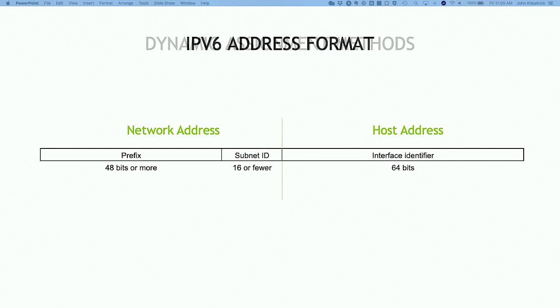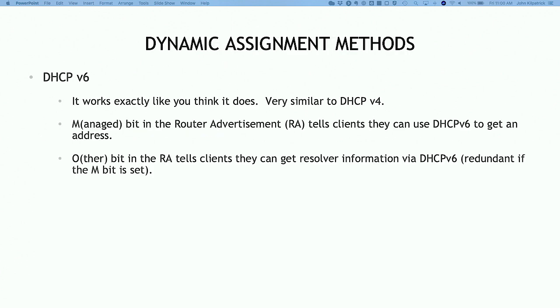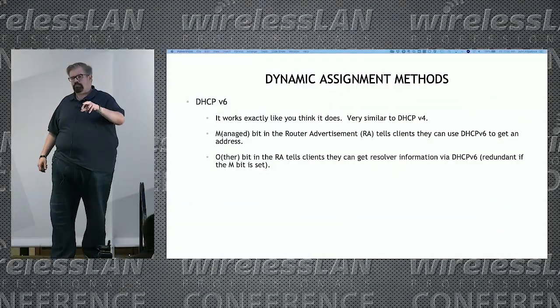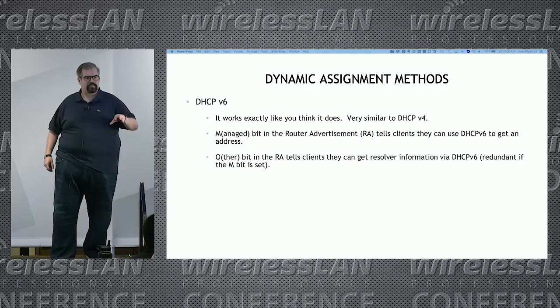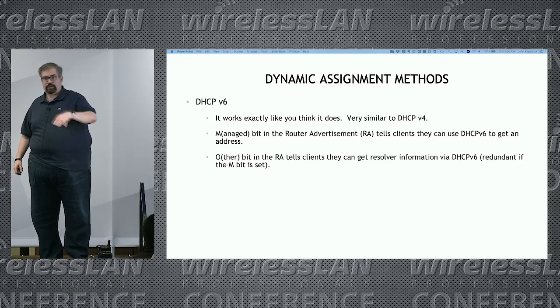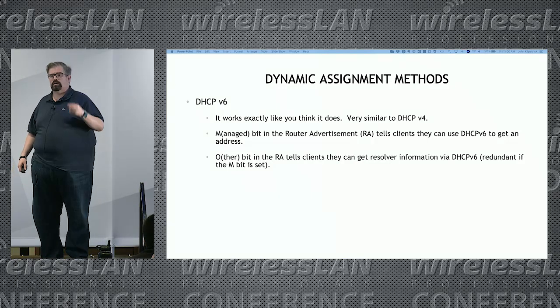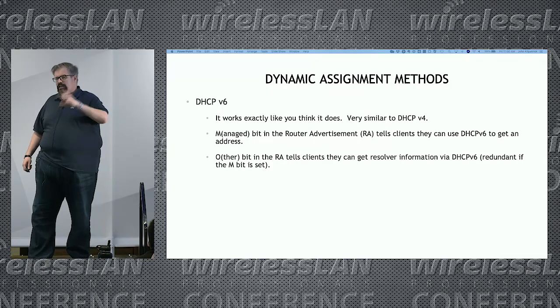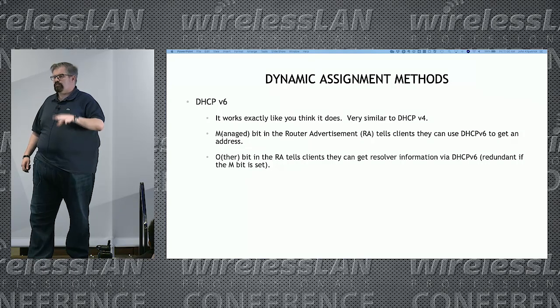So how do you assign an address on a /64? Well, DHCP6 exists, and it works pretty much like you think it does. It's very similar to how DHCP4 works. The one little trick is there's a couple of bits in the router advertisement that you have to set, the managed bit and the other bit. It tells it to use DHCP6 or tells it to get resolver information from the DHCP6.